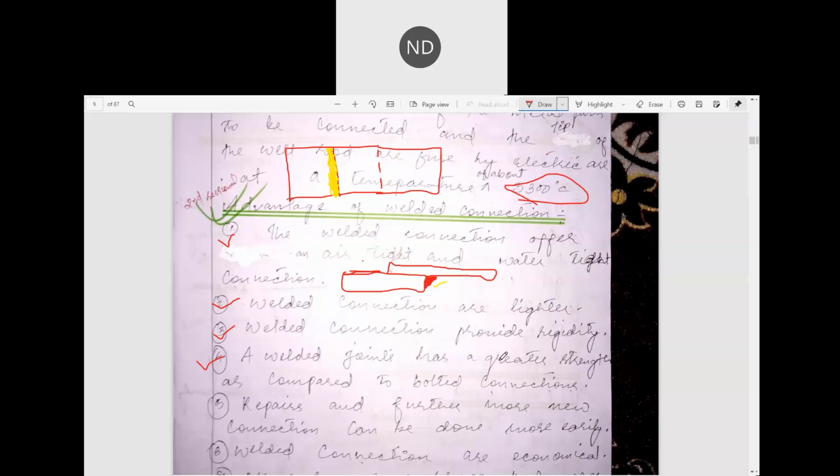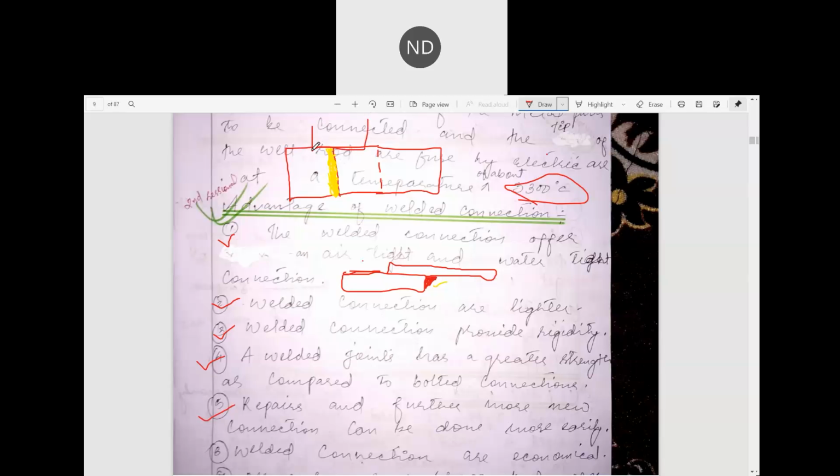Next, a welded joint has a greater strength as compared to the bolted connection, obviously. So the next advantage is what? Repairs and further new connections can be done more easily. In the welded connection, suppose you want to connect again here one extra plate, or some T section or channel section.